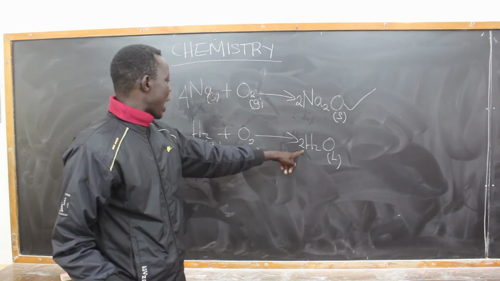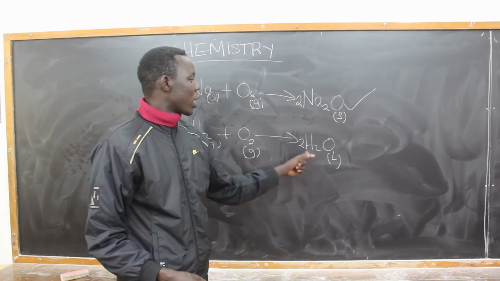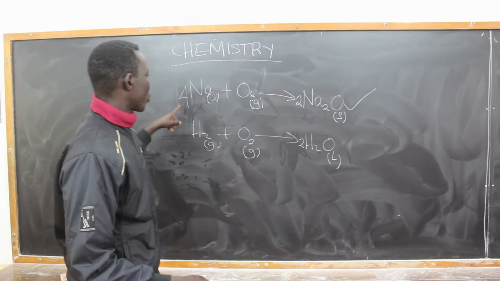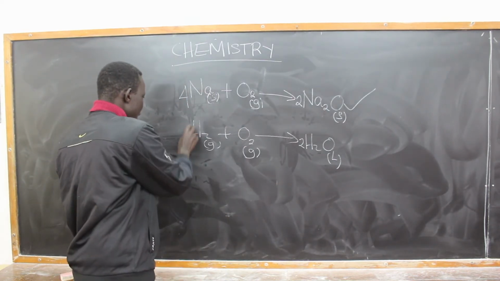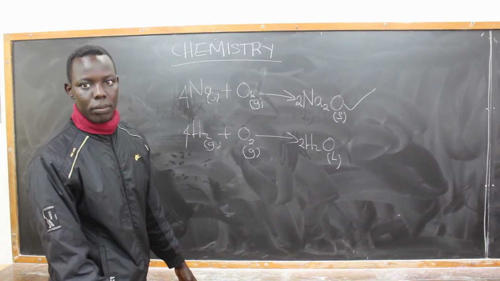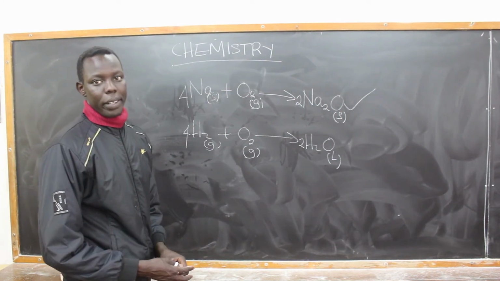By putting 2 here, it changes the number of hydrogen atoms. It becomes 4, 2 times 2. Just like in the sodium, 2 times 2 becomes 4. So I just put my 4 here. The equation is very well balanced. Nice. Let's move to the third one.